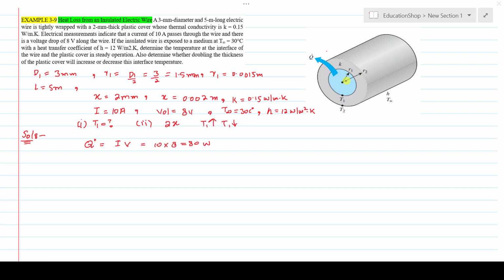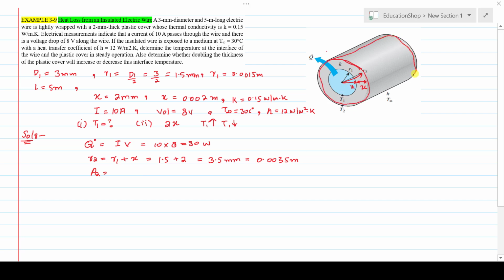Next we need to find this R2 value. If you look at this diagram, this R2 value is equal to the sum of R1 plus the thickness of this plastic cover that is provided over this wire. That's why I can say that R2 is equal to R1 plus X. This R1 value is 1.5 millimeter plus X value, that is 2 millimeter. Simply add and you will get 3.5 millimeter. To convert that into meter, divide by 1000 and you will get 0.0035 meter. The next thing that is required is to find the surface area of this insulated wire.